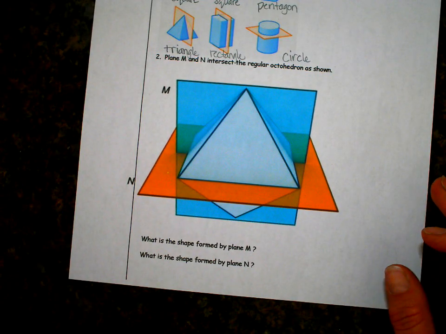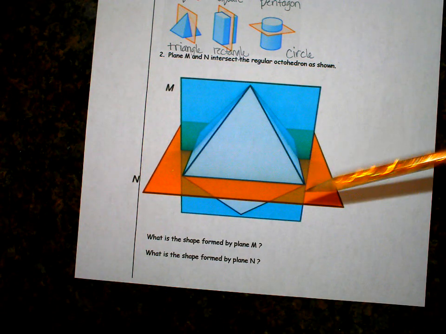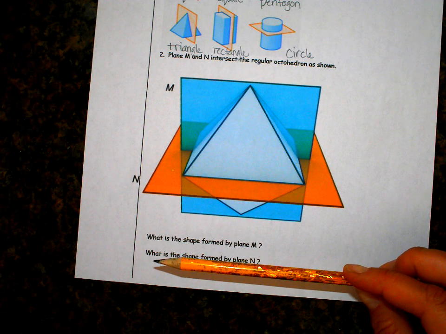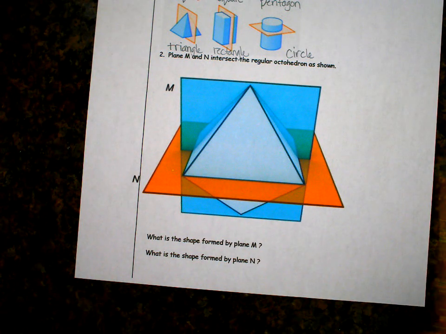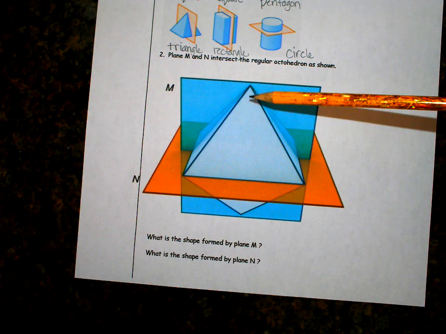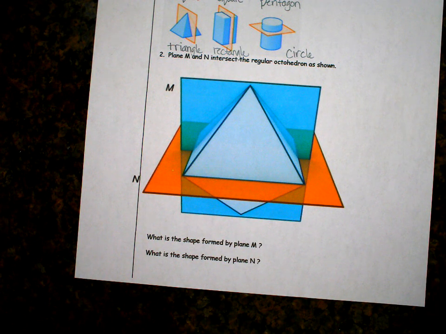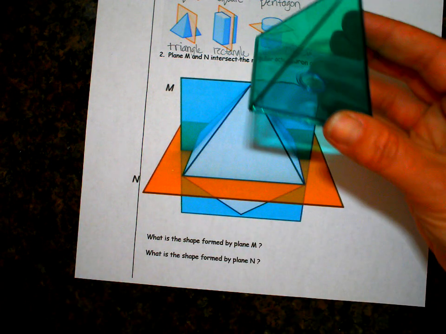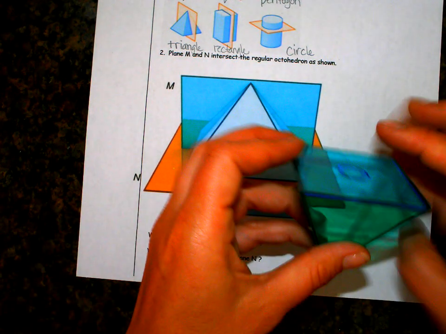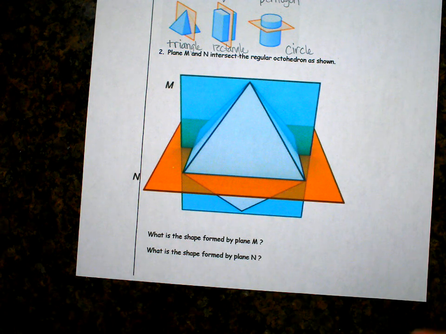Next. Number 2, plane M and N intersect. So I've got M, which is a flat vertical plane, and I have N, which is a horizontal plane. So those two intersect. Now this shape that I have is like a pyramid on top and a pyramid on bottom. So sadly, I don't have that shape in my little collection, but it's a pyramid on top and then a pyramid on bottom. And they're connected, okay? So it's kind of a cool looking shape.